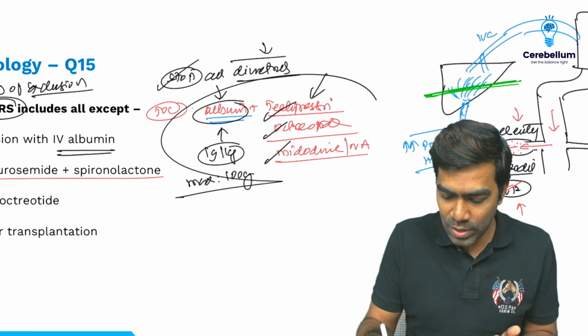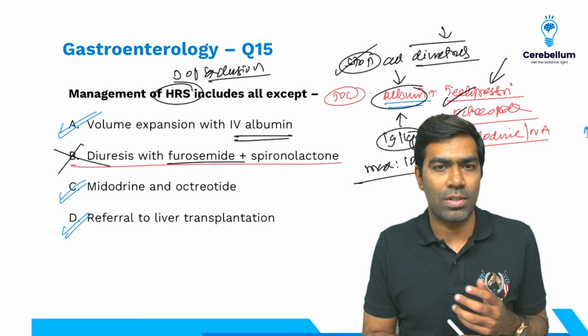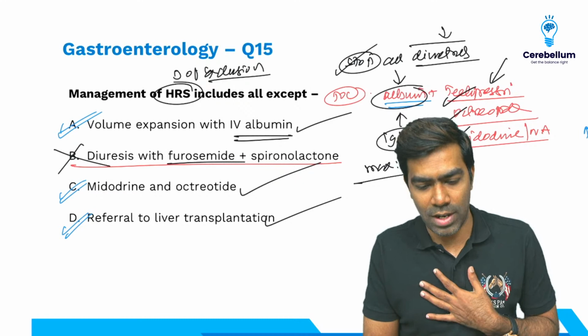I think you can understand. So what's happening over here? Okay, that's the entire idea. So now I think every one of you will get why I should not use diuresis in the setting of HRS. Why I have to volume expand with albumin. Why I can use terlipressin, midodrine, octreotide, noradrenaline. Obviously, the ultimate, final treatment is going to be liver transplant. In fact, that's the best treatment for any cirrhosis related complication or liver failure related complication.